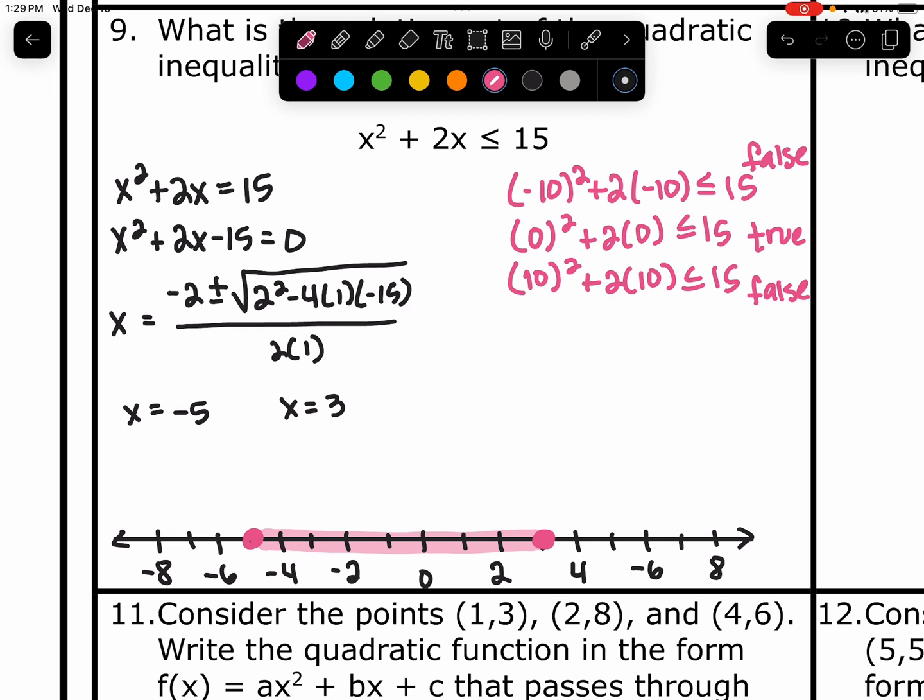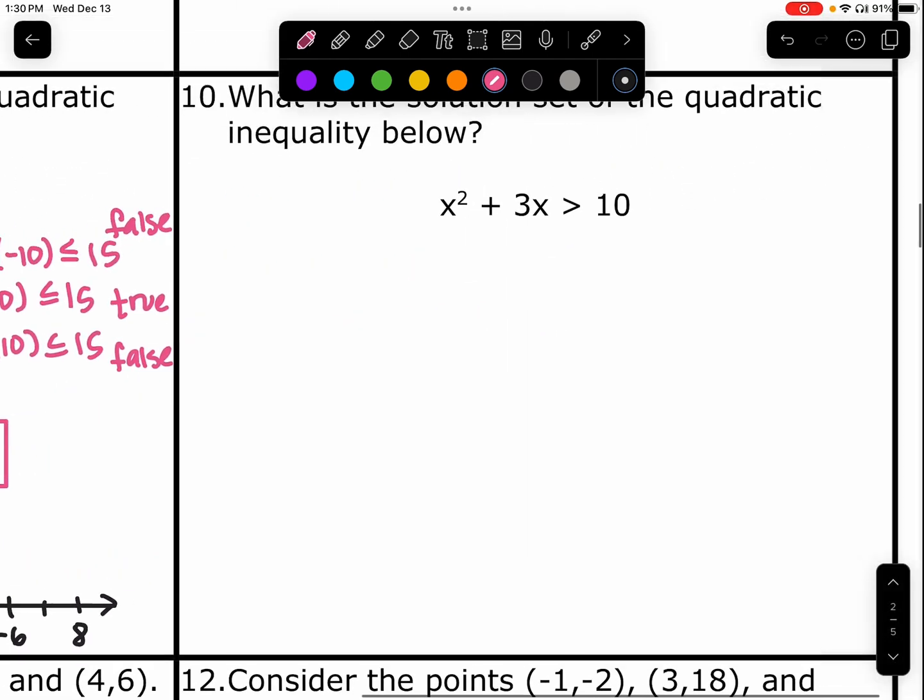There's your number line. So this would translate to, as an inequality, x is greater than negative 5, but it's also less than 3. Oh, or equal to. All right, go ahead and try number 10.